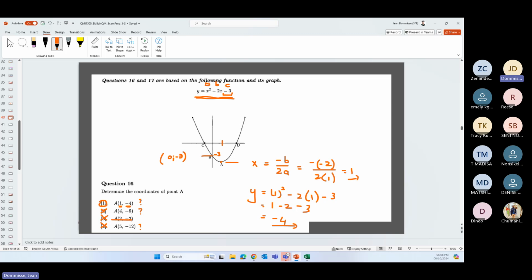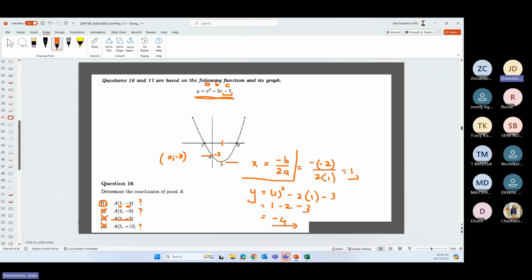Yes, there is a question. I've got a question here. I didn't understand where x is equal to minus b over 2a comes from. I just want to understand it. I'm a bit lost. Okay, cool.